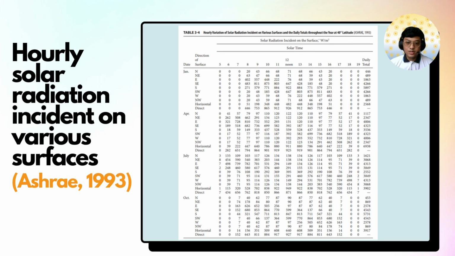Now we have here a table that gives the hourly solar radiation incident on various surfaces at 40 degrees latitude by ASHRAE 1993. The values given are for the 21st of the month for average days with no clouds. The values can be up to 15% higher at high elevations under very clear skies and up to 30% lower at very humid locations with very dusty industrial atmospheres. Daily totals are obtained using Simpson's rule for integration with 10-minute time intervals.